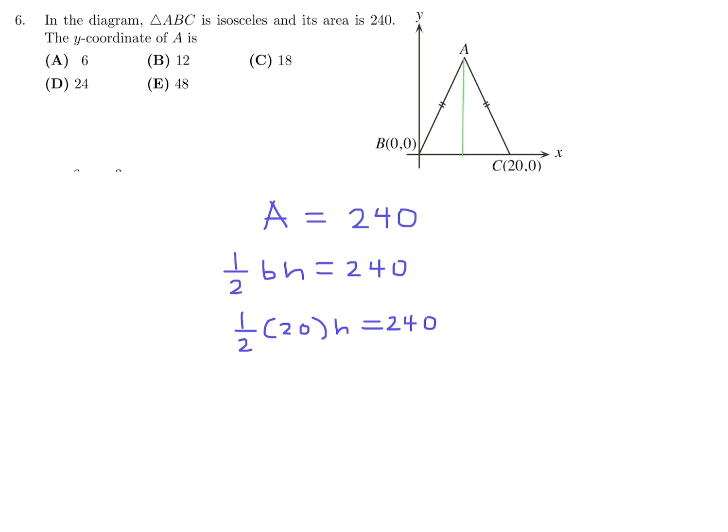So we got 10h is equal to 240. And therefore h is equal to 24. So the height, this green line represented h, and that's 24. So that basically means that this point, the y coordinate is 24. And just in case you're wondering, the x coordinate is 10. How do I know that? Because this green line cuts the base into 2 equal parts, and the whole part was 20, so half of it is 10. So y coordinate of A is 24, and therefore number 6, the answer is D.